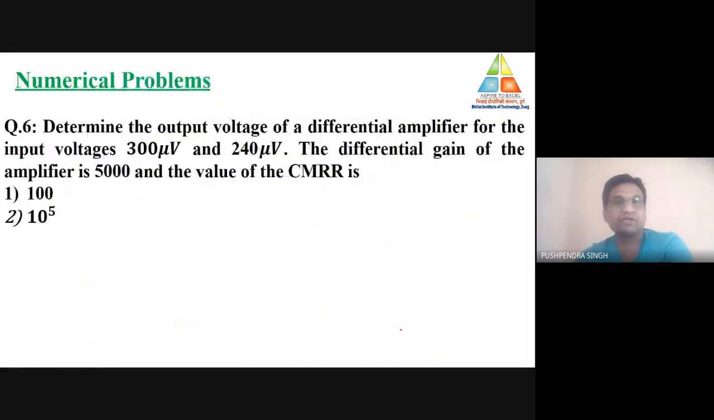Now moving further to the last question of today's lecture, this question is also related to CMRR. Determine the output voltage of a differential amplifier for the input voltages 300 microvolts and 240 microvolts. So these are the input signals V1 and V2. V1 is 300 microvolts and V2 is 240 microvolts. The differential gain of the amplifier is 5000. The value of AD is given as 5000.